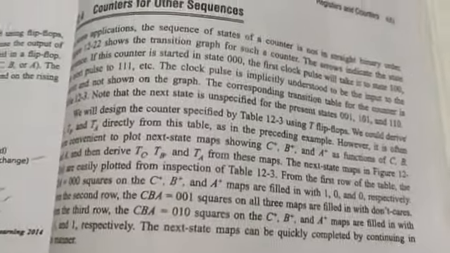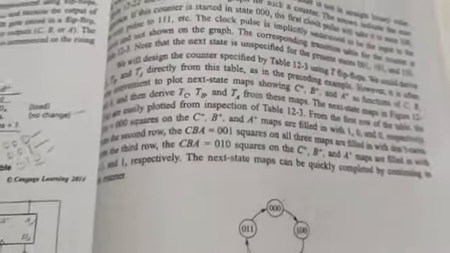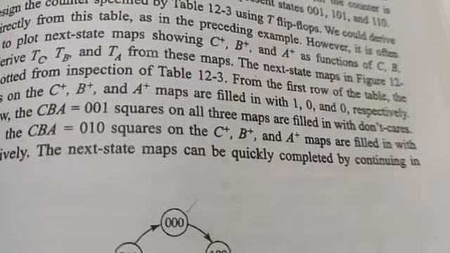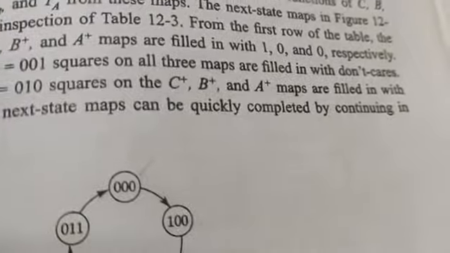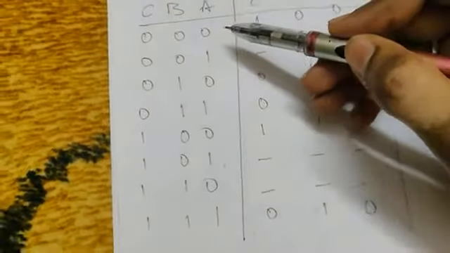So we shall go for the next concept. This is a counter for other sequences. So far with respect to counters, what we have discussed is either an up counter or a down counter. Up counter or down counter in the sense that we needed to construct a circuit diagram that counts in an upward direction or a downward direction.